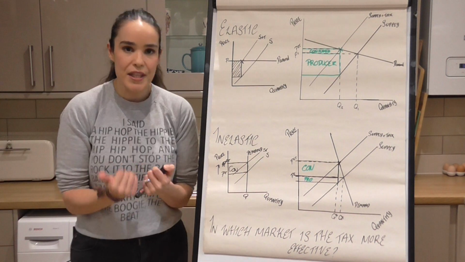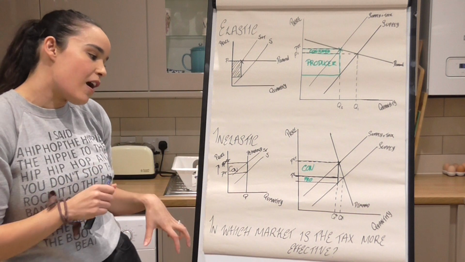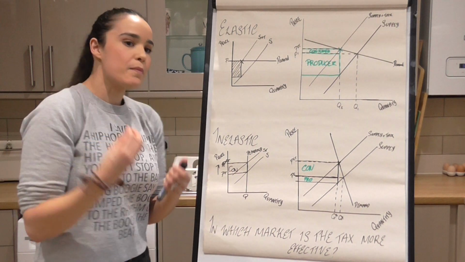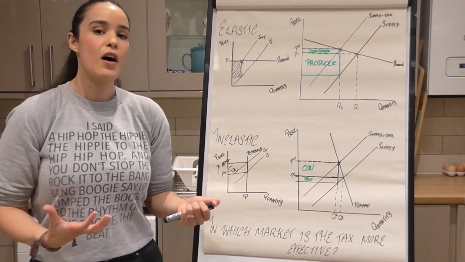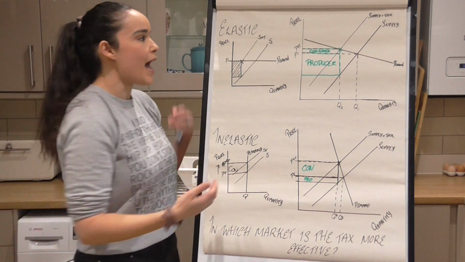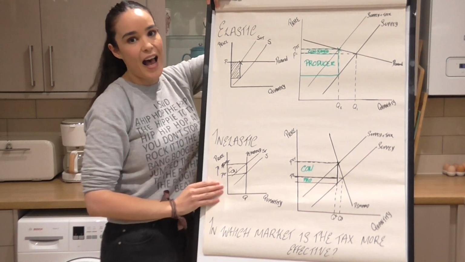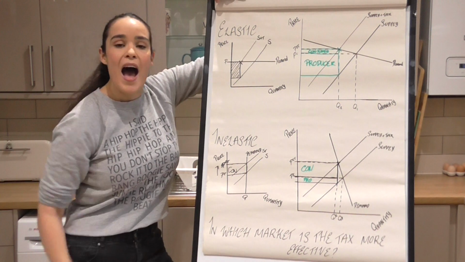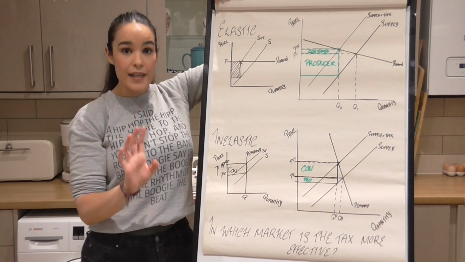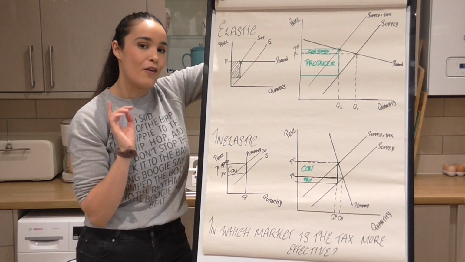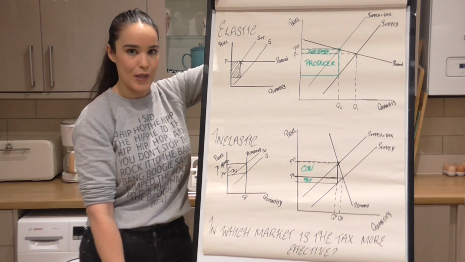Pause the video, have a think about it. In which market is the tax more effective? So in which market, if you were the government, what type of market would you want to tax? Would you want to tax an elastic market, or would you want to tax an inelastic market? Have a pause, have a think, write down your answer, justify it, and then we're going to go through it super quickly as our final close off of a question.